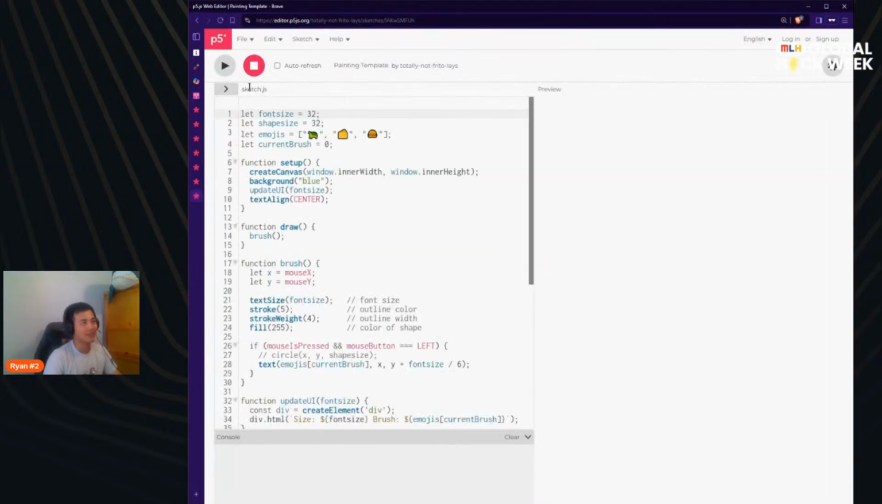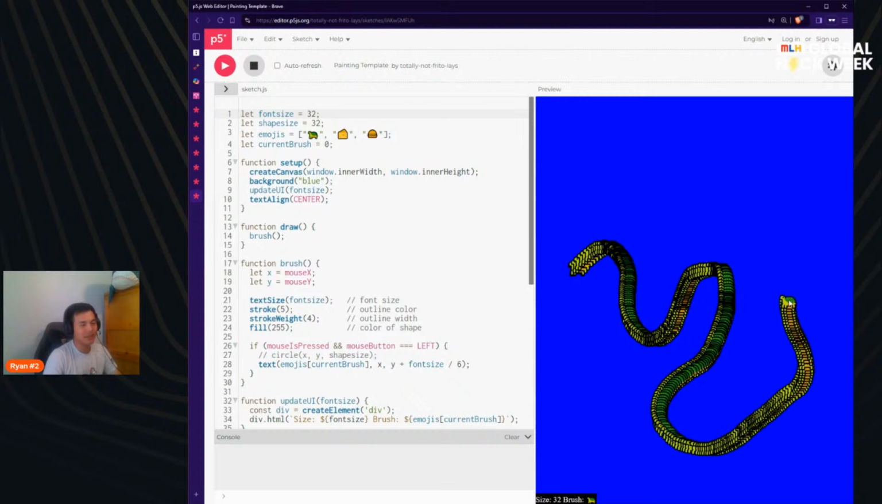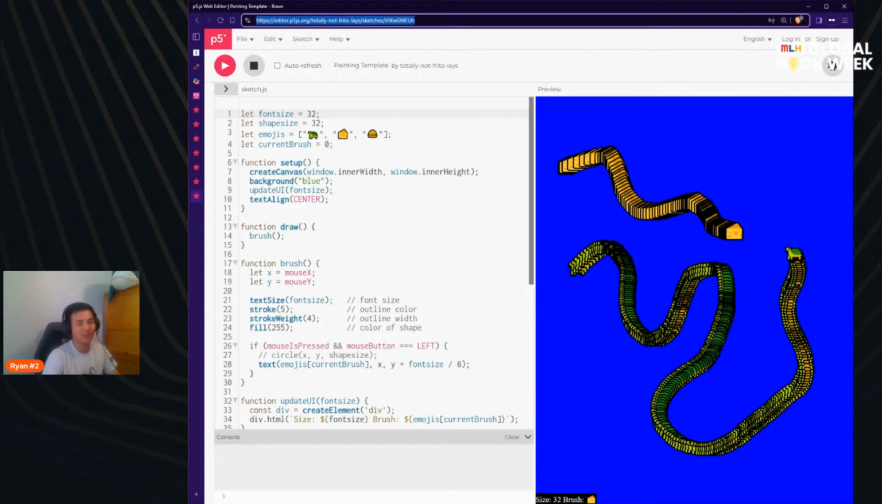Okay, so this is the sketch that I was referring to. Basically, it's exactly what it looks like it does. You can just paste a bunch of emojis everywhere. If you want to play around with that, I'm just gonna drop that in the chat. But yeah.